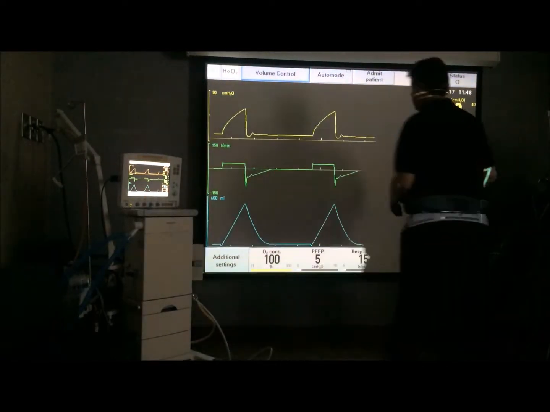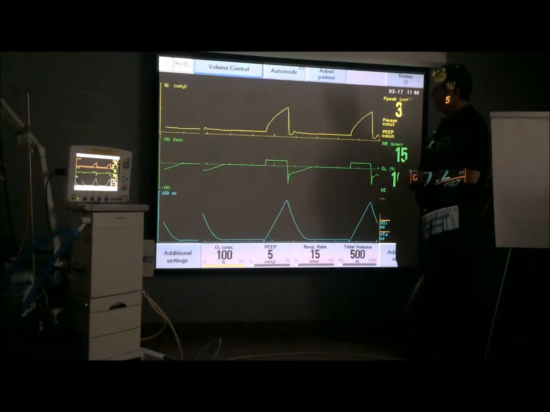This is good because you don't need to see my ugly face, so just see the waveforms.